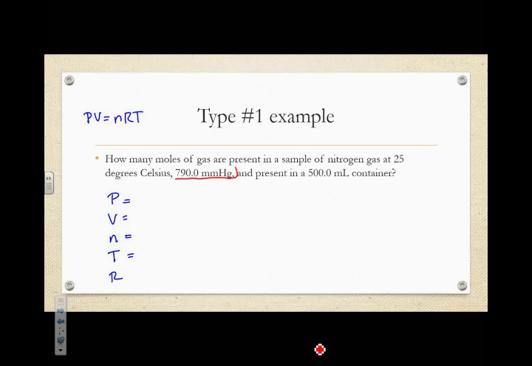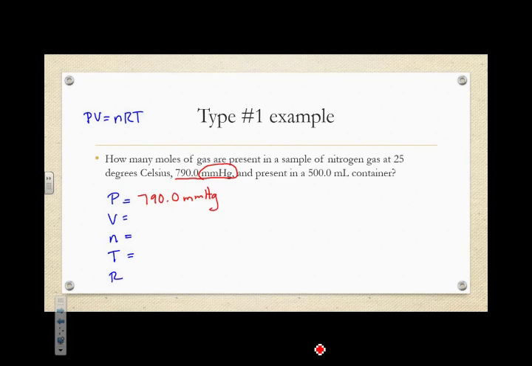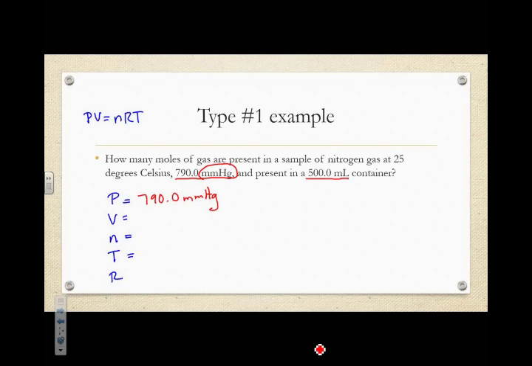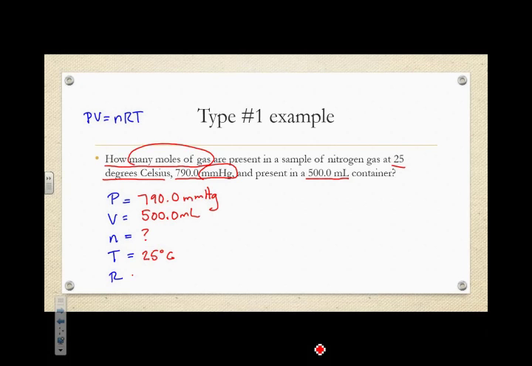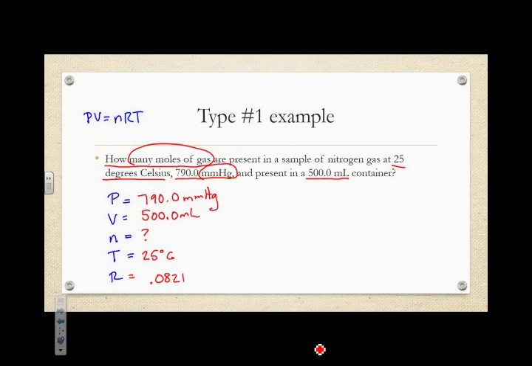So here's my pressure, because I have units of pressure, millimeters of mercury, 790.0 millimeters of mercury. And my volume is this 500 milliliters. And my temperature is 25 degrees Celsius. And it asks me for how many moles of gas. So there's my question mark. And I know that R is 0.0821 liters atmospheres over moles times Kelvin.